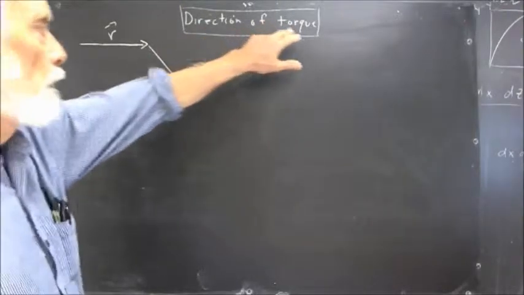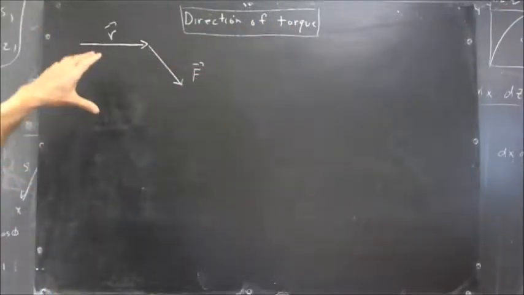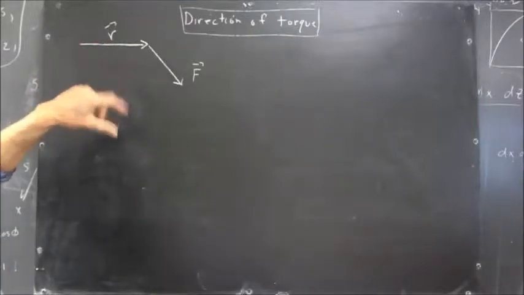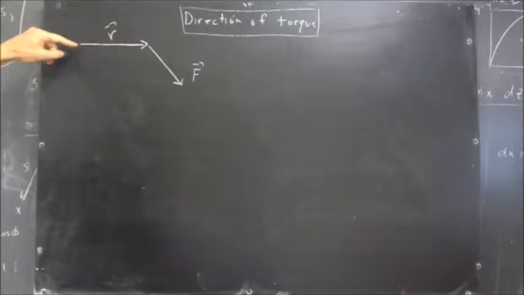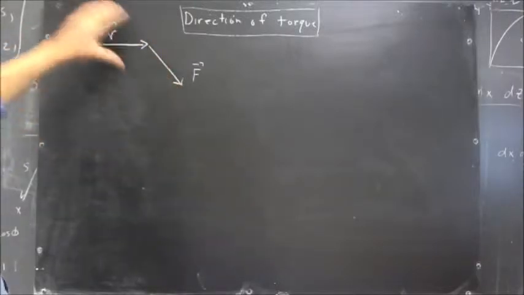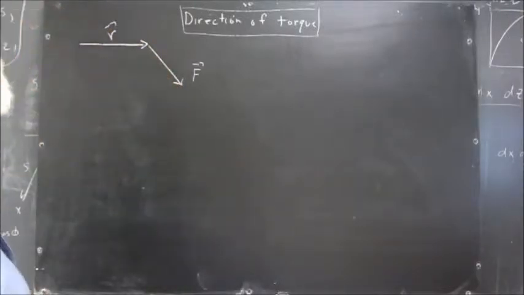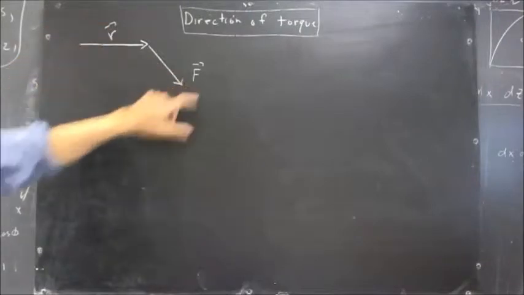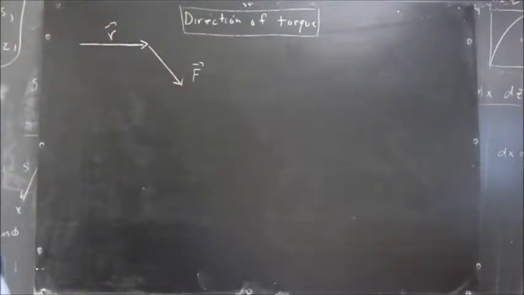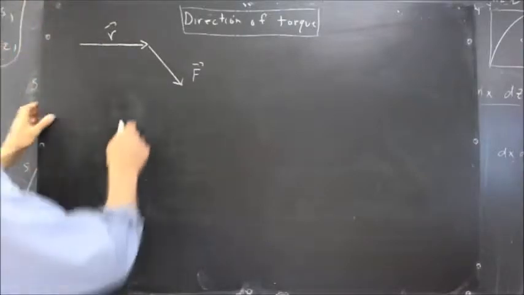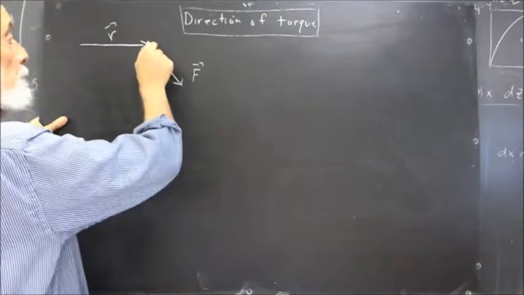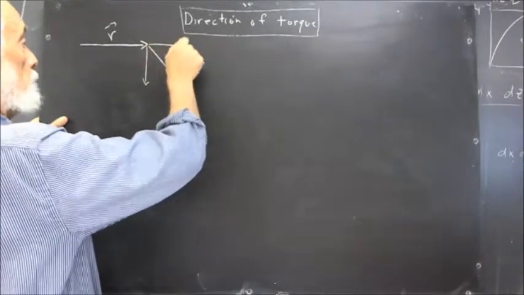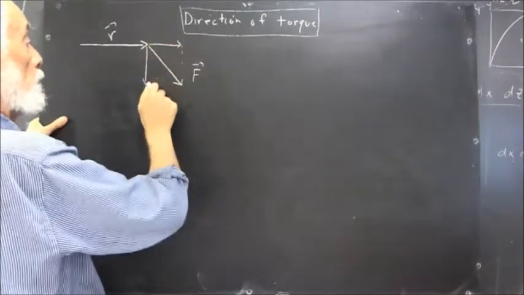Okay, we want to talk about the direction of a torque and use that as a motivation to complete the definition of torque. If we have the r vector and the f vector, and I haven't bothered drawing the object, remember that the torque is going to be the product of the f perpendicular with the r vector, the magnitude of the torque.